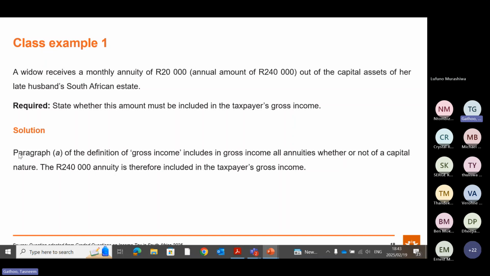Remember, in the definition of gross income, paragraph (a) includes annuities as a special inclusion. So paragraph (a) of the definition of gross income includes in gross income all annuities, whether or not of a capital nature. So the R240,000, because remember it's the annual amount for the year of assessment, is what's included in her gross income. If she didn't receive it for a full 12 months, then the number of months multiplied by R20,000 is what's included. Okay, let's go to the next one.